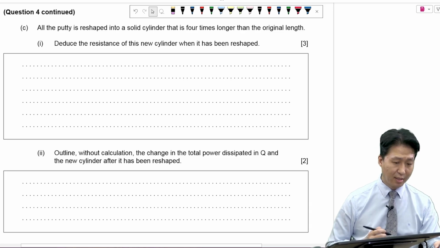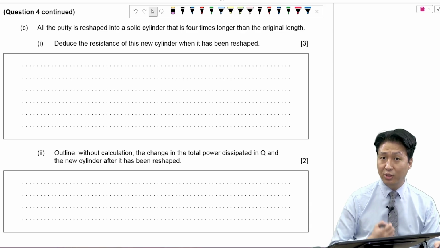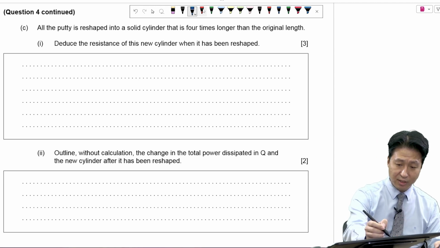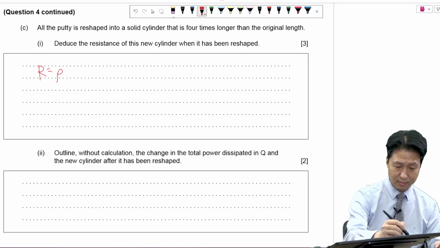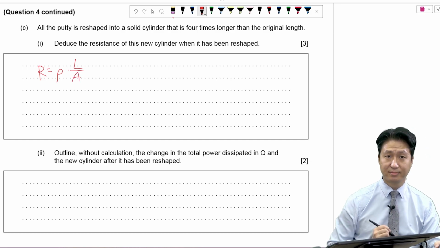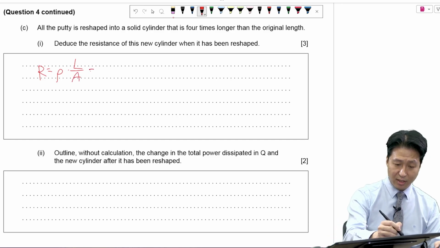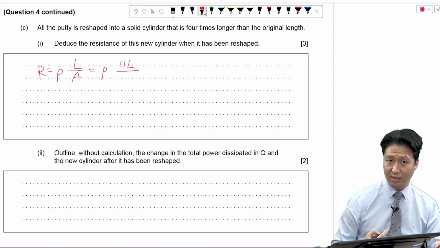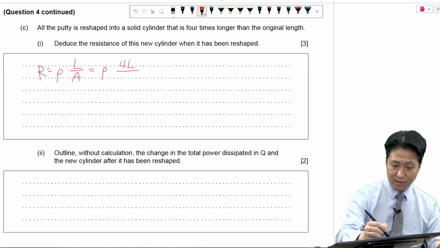In part C, all the putty is reshaped into a solid cylinder that is 4 times longer than the original length. Deduce the resistance of the new cylinder when it has been reshaped. So recall, the resistance is equal to the resistivity, Greek letter rho, times the length divided by the cross-sectional area. So this leads you to the fact that it's going to be 4 times the length, but the cross-sectional area also is decreased. The volume is constant.